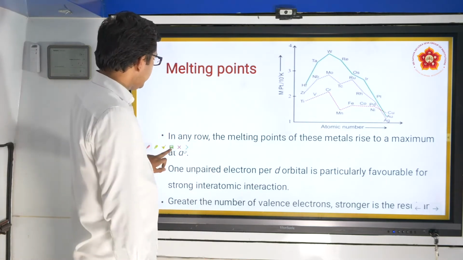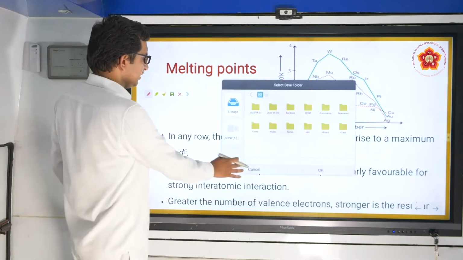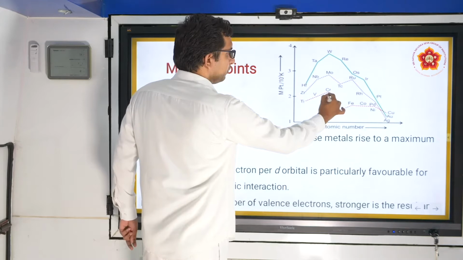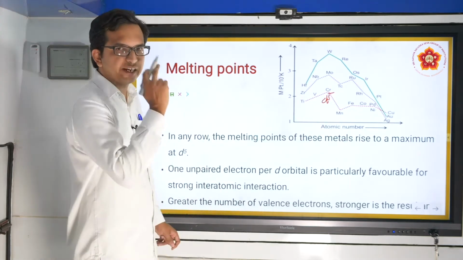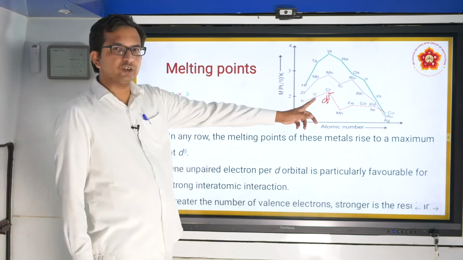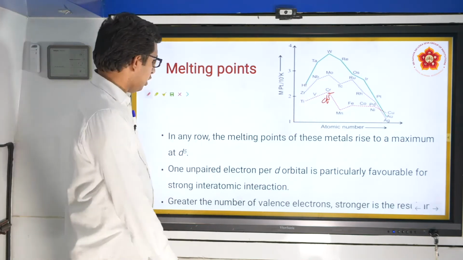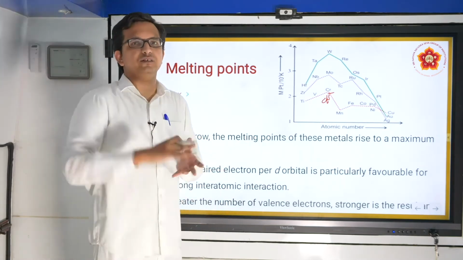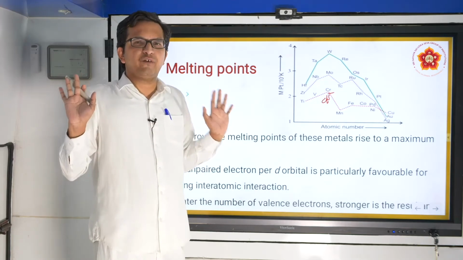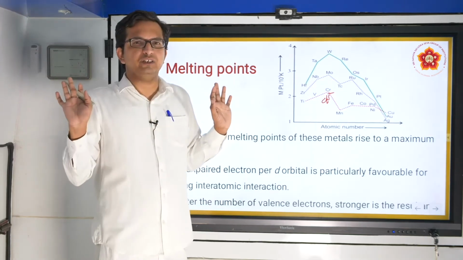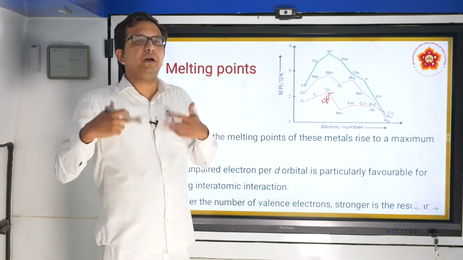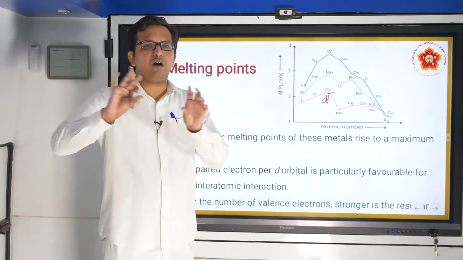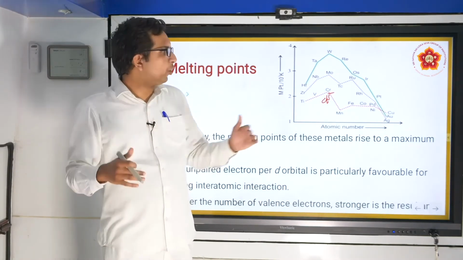So this is regarding the melting points, and we see here that in any row the melting points will rise to a maximum of d5. Remember, chromium has d5, manganese also has d5, but that's an anomaly in this case, because of manganese having 4s2 also. One unpaired electron will be very favorable because unpaired electrons like to attract others. Paired electrons are fit and fine at their given place, they are very stabilized in nature. So the more the unpaired electrons, the higher the melting points.